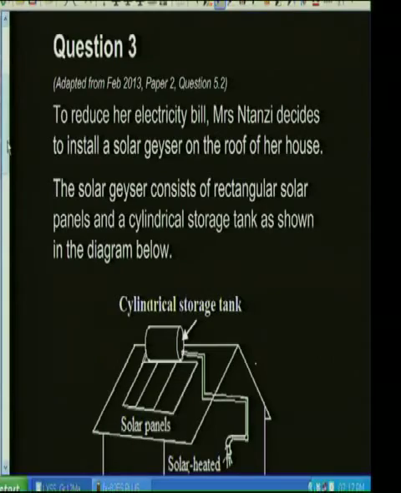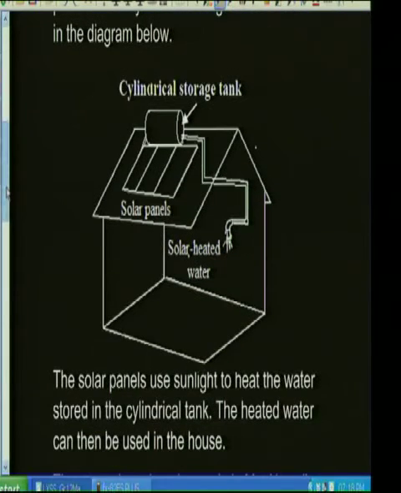Let's do it. Question 3. To reduce her electricity bill, Mrs. Ntanzi decides to install a solar geyser on the roof of her house. The solar geyser consists of a rectangular solar panel and a cylindrical storage tank, as shown in the diagram below.